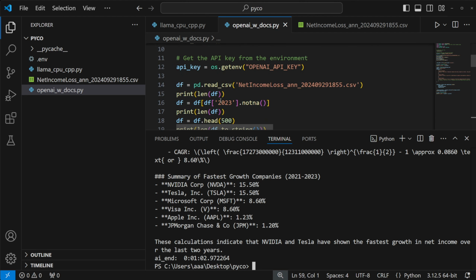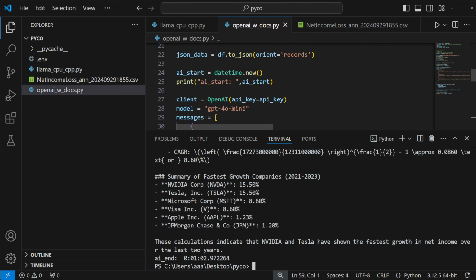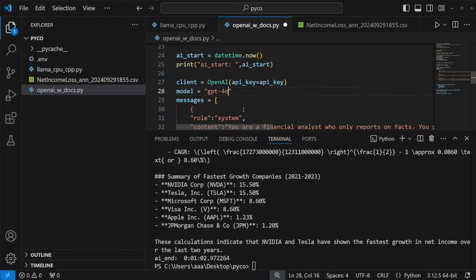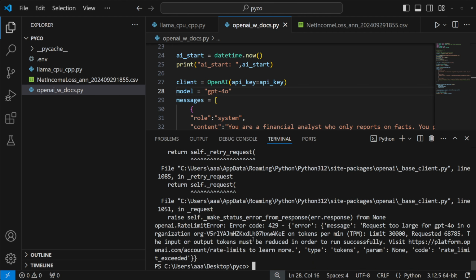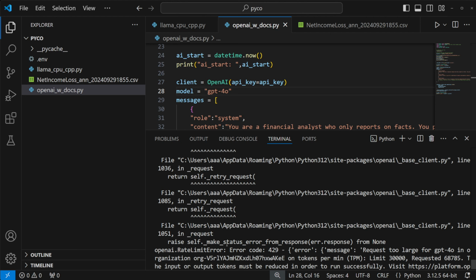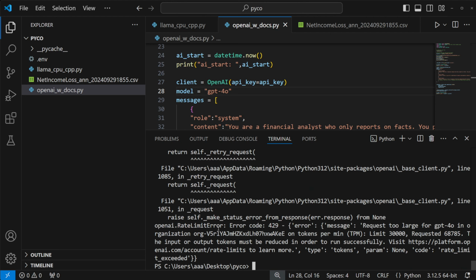Anyways, let's try an experiment here where we go to the regular 4o. Okay, so you see how we got the error? What happened was that I exceeded my rate limit. See, rate limit error. Request too large for GPT-4o.